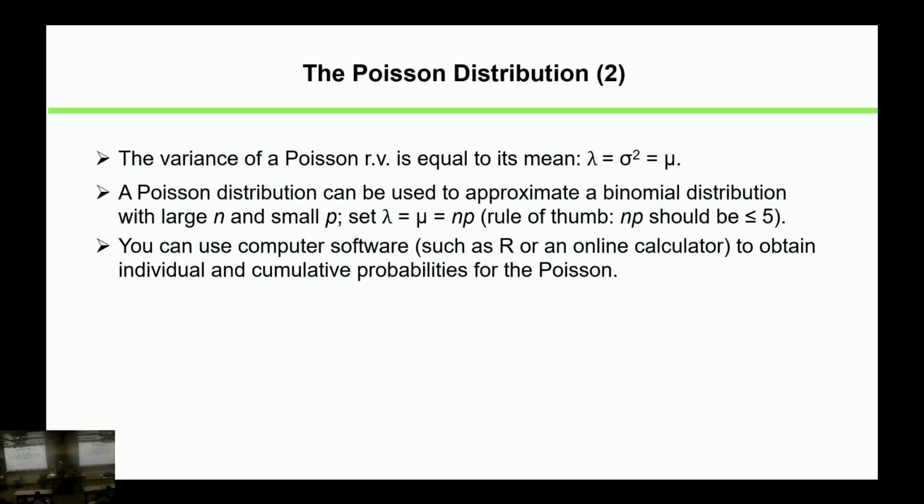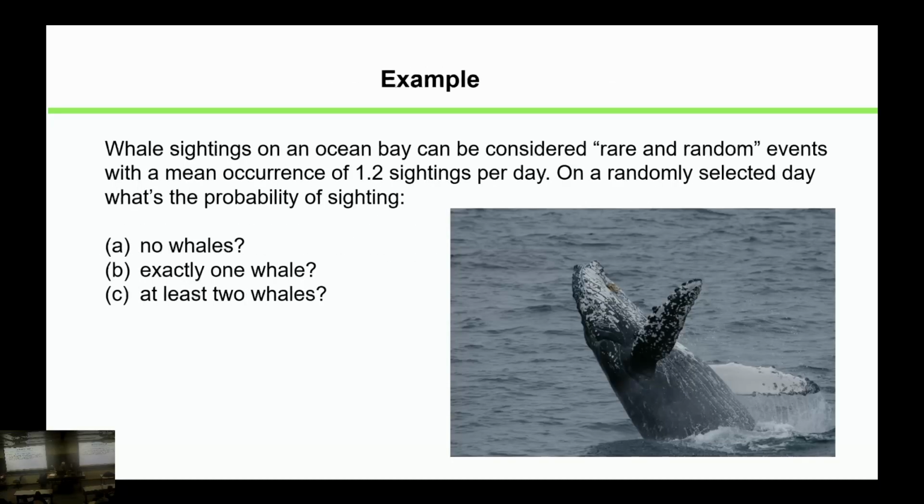So you can use computer software such as R, or an online calculator, to obtain individual and cumulative probabilities for the Poisson. Maybe we'll do a few of those next day. But we won't do those today because we have limited time.